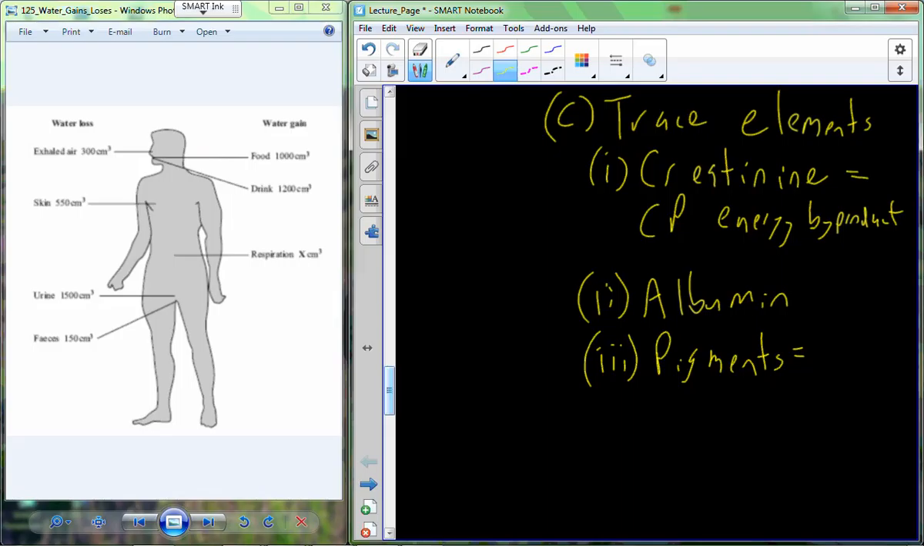The last trace element are pigments. One of the most prolific pigments in urine is a yellow pigment. And now you understand how you know that you're working mostly yellow.